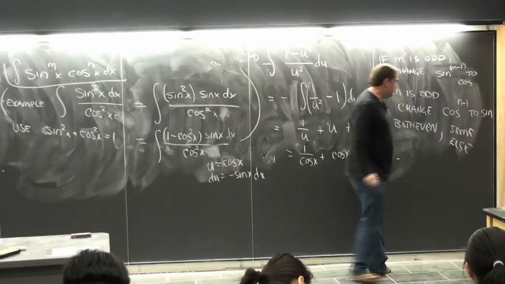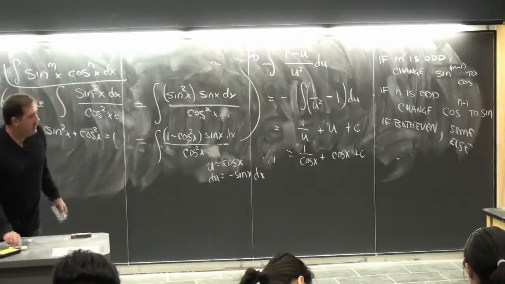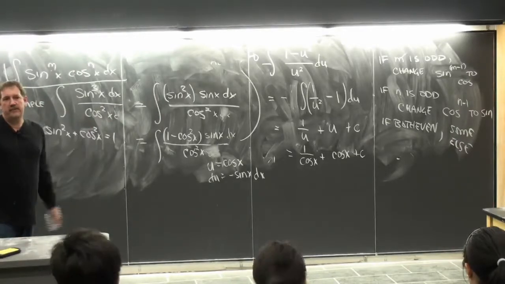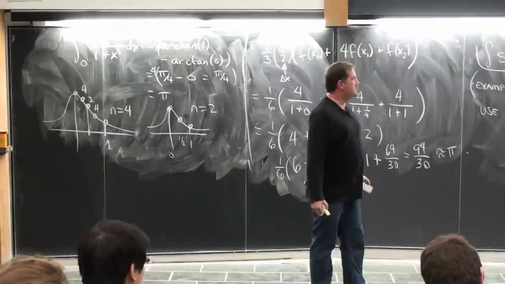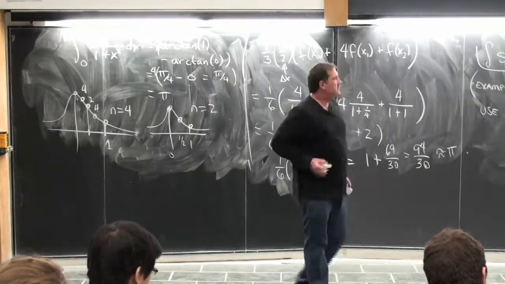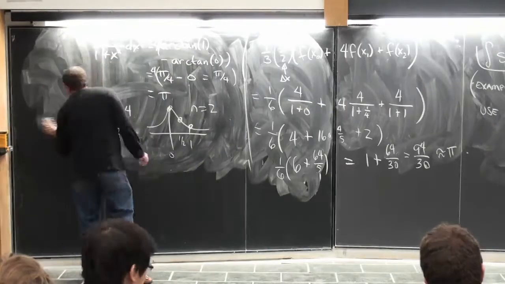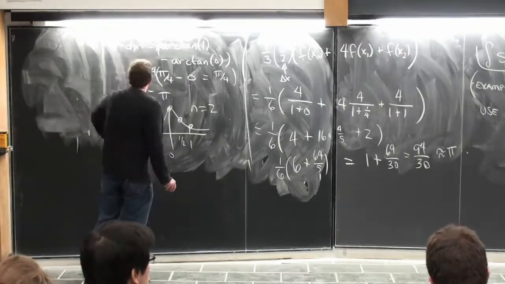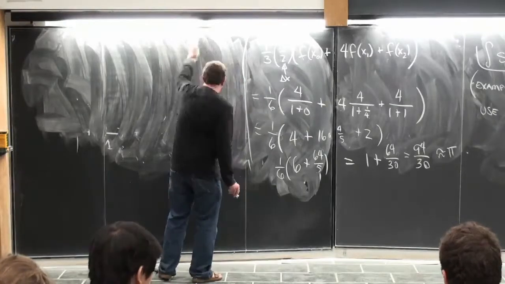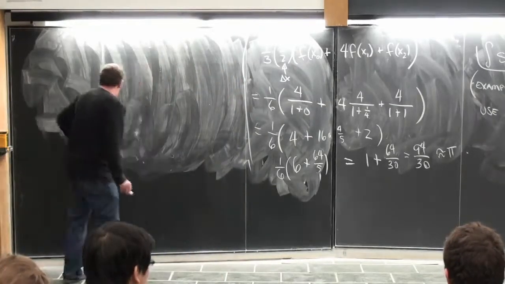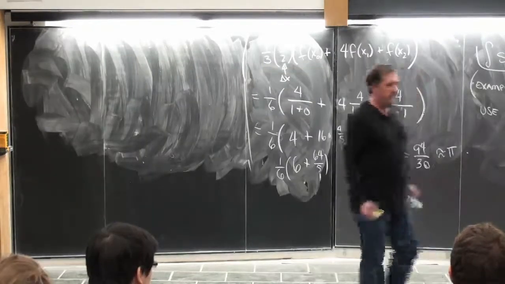I'll describe in just a second. Okay? If they're both odd, pick your favorite. If you like sines, change to cosines. If you like cosines, change to sines. Okay. So if they're both even, then you use a different identity to cut the power in half.